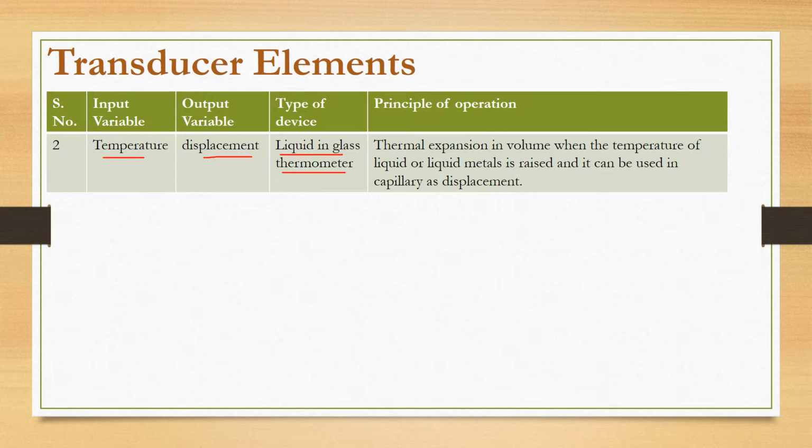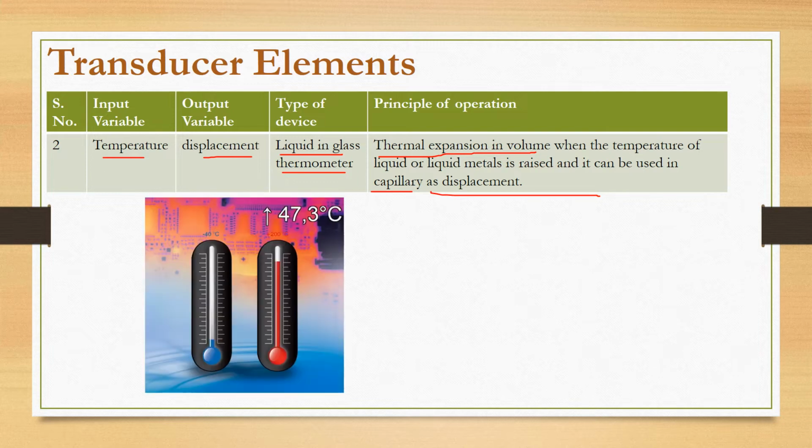When you heat some metal, this results in thermal expansion in volume, and when you put that metal in a capillary, then because of the increase in volume it results in displacement. So this is the figure of a simple thermometer. Initially when the temperature is low, your manometric fluid is at this location, and when it is heated, it moves up and results in the displacement, which can be calibrated. Now let us see another transducer.